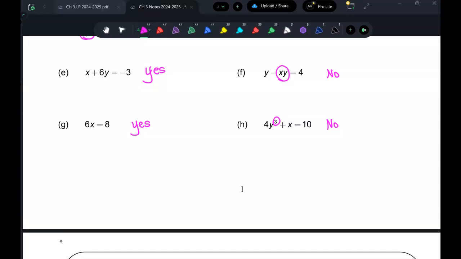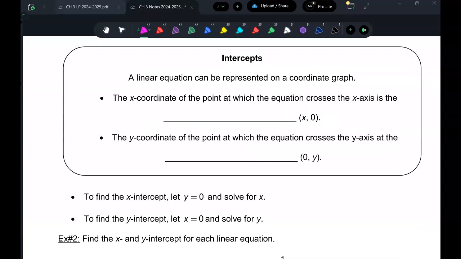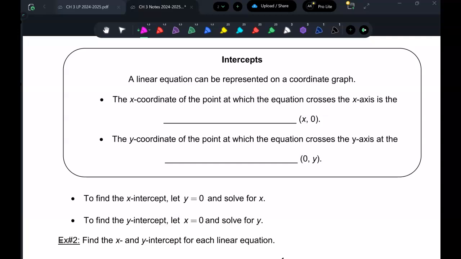So that first part, pretty easy, right? Just determining if it's linear or not linear. Next we want to look at intercepts.